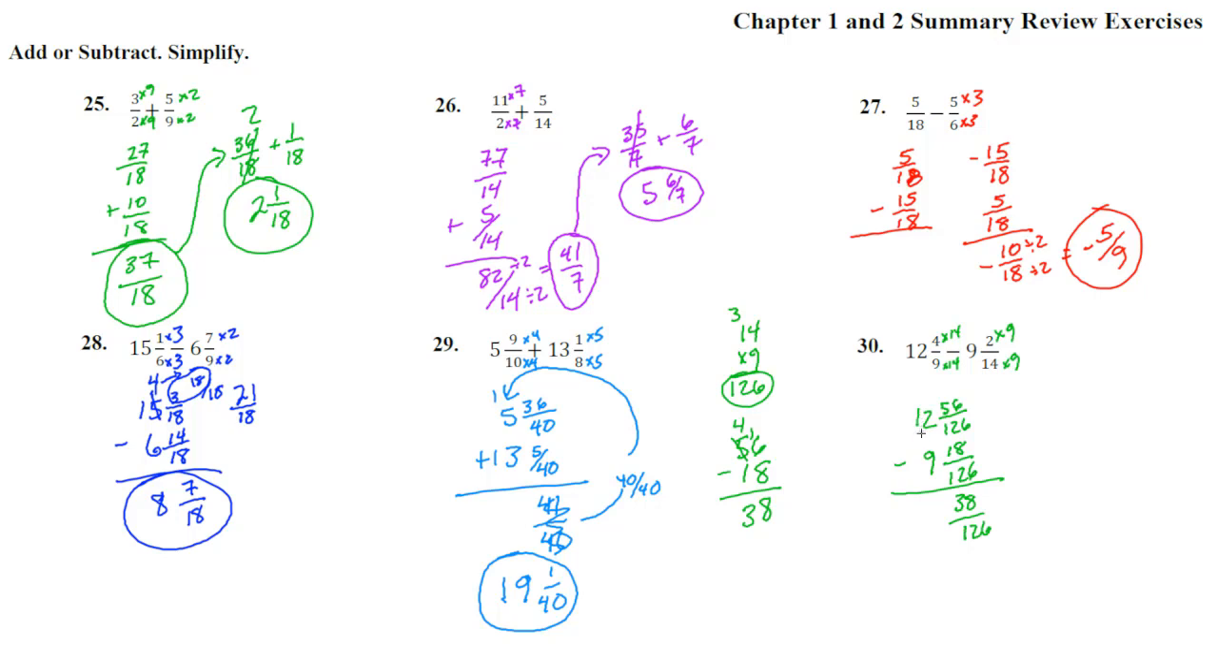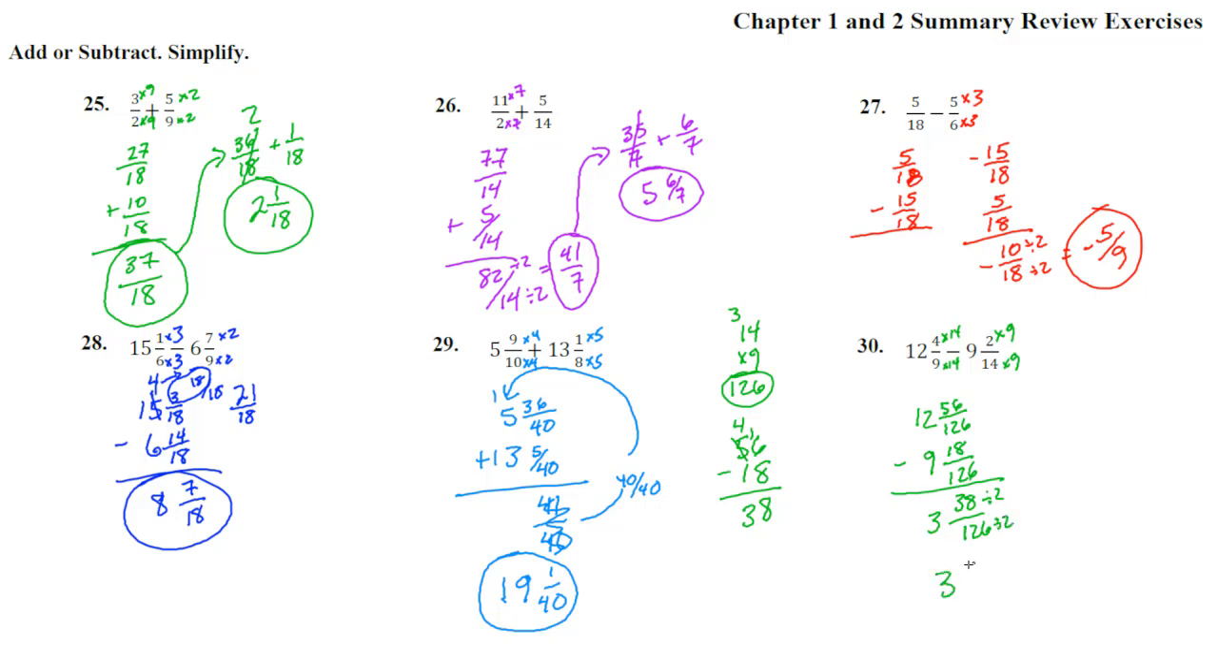12 minus 9 is 3. And which one's stronger? Oh, this guy's stronger. It's positive, so there we have it. Oh, wait, we're not done. We got to simplify. We divide by 2. They're both even. Divide by 2.